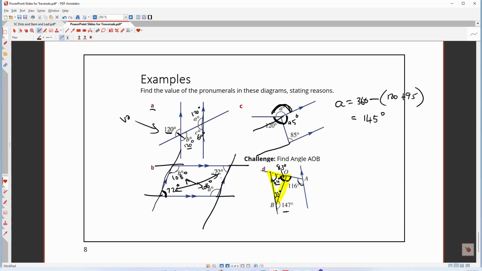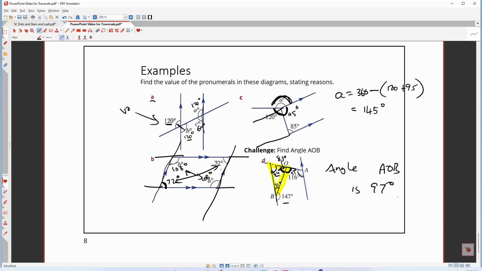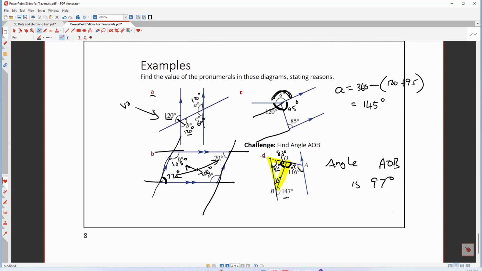Finally, I know that these are on a straight angle here, which means if this is 83, this must be whatever 83 is added to get to 180. So that's going to be 97 degrees. So angle AOB is 97 degrees. Alright, so there's some pretty tough examples there.